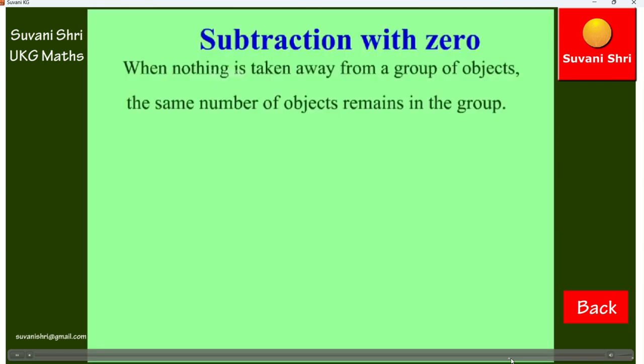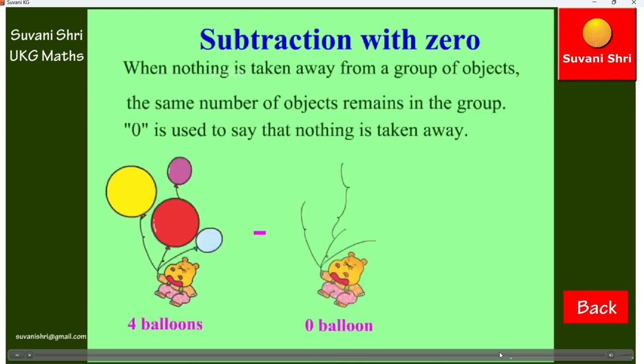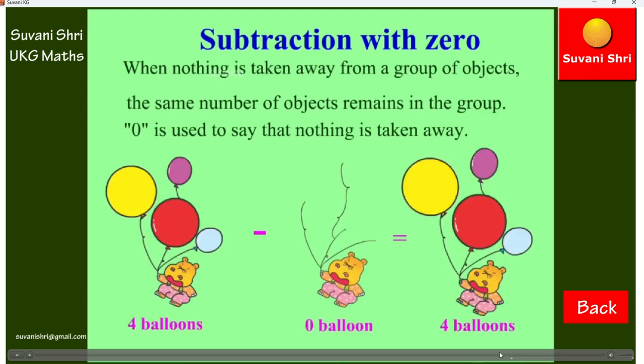2. 0 is used to say that nothing is taken away. 4 balloons minus 0 balloon is equal to 4 balloons.